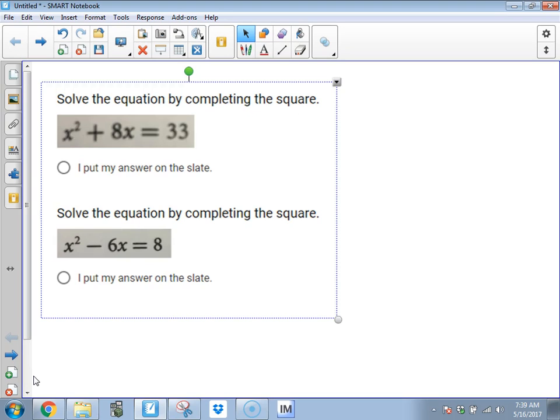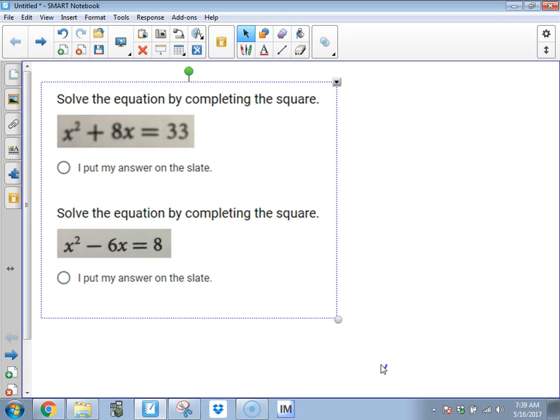It says to solve the equation by completing the square, and that's exactly how we're going to go about doing this. First off, we're solving, not just factoring. In module 21, we did a lot of factoring, not as much solving. Much of module 22 has to do primarily with solving.